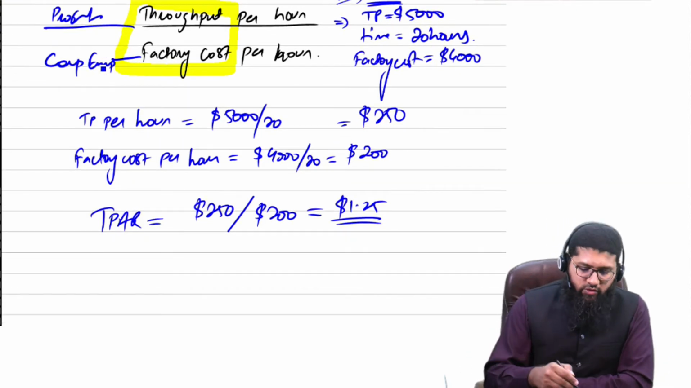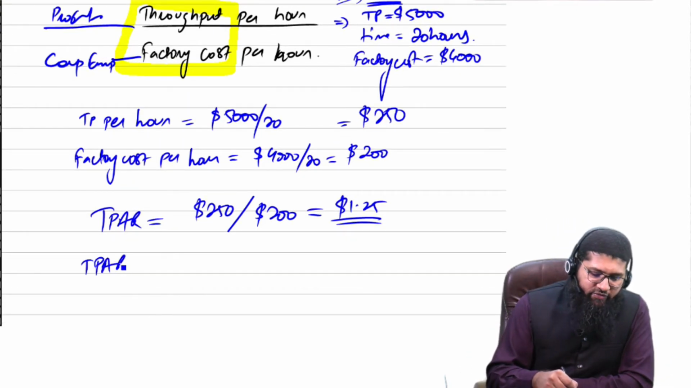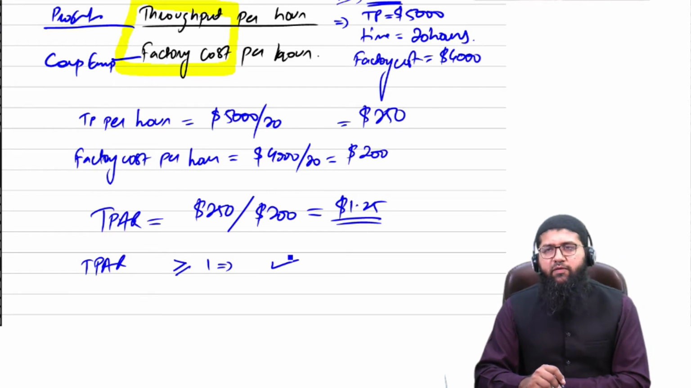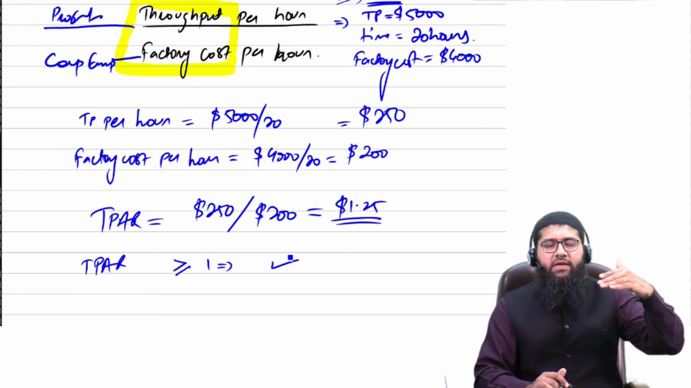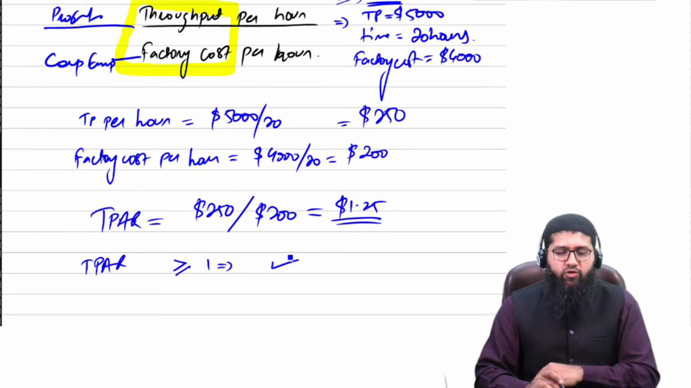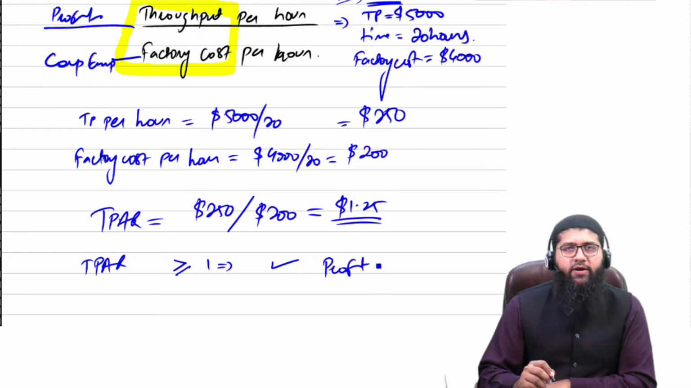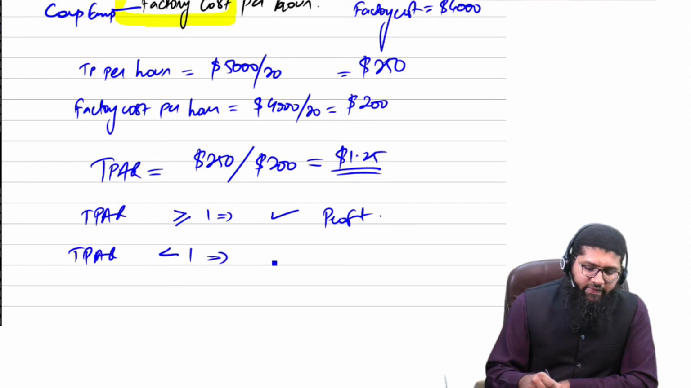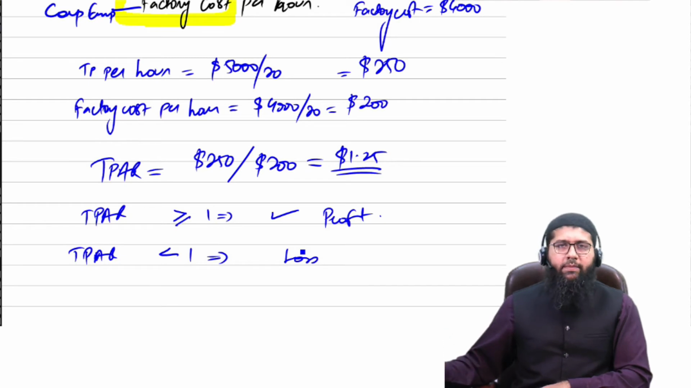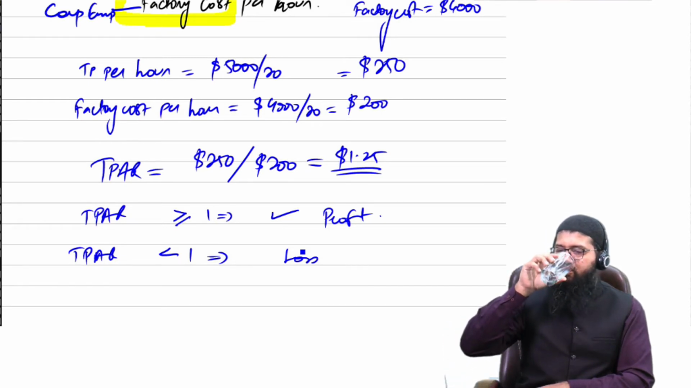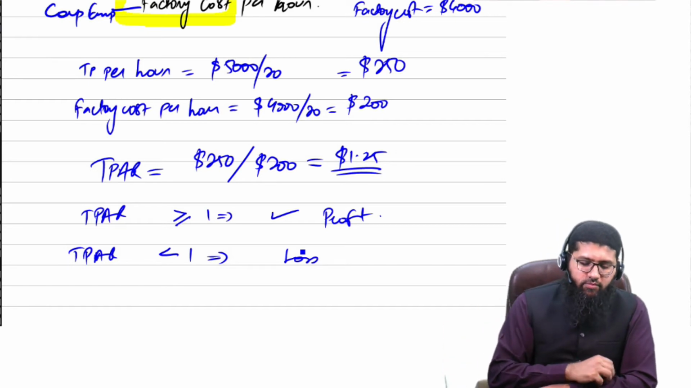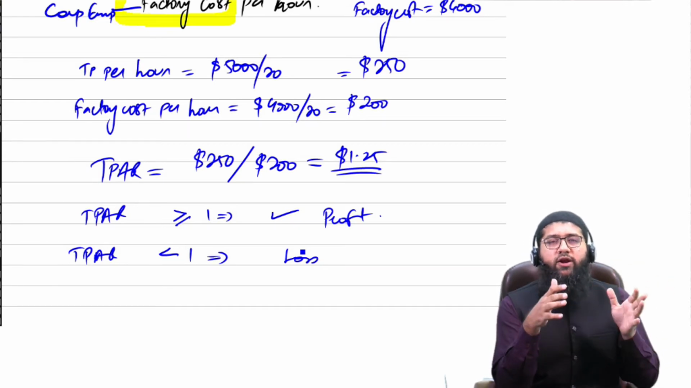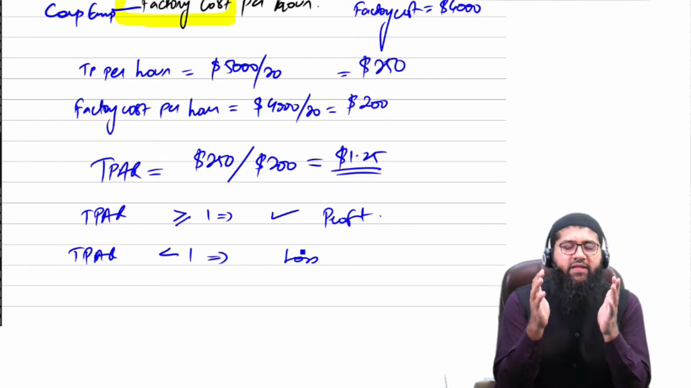So if this ratio, which is the TPAR ratio, the throughput accounting ratio, is greater than or equal to 1, that means the organization is performing well because it is generating throughput over and above the factory cost that is being incurred in order to generate that throughput. So ultimately, the organization is going to run into profit. But if this throughput accounting ratio is less than 1, ultimately the organization would run into losses. I repeat, ultimately the organization would run into losses. So you should try to make sure as an organization that you have a throughput accounting ratio of more than 1. You should try to maximize your throughput accounting ratio as an organization.